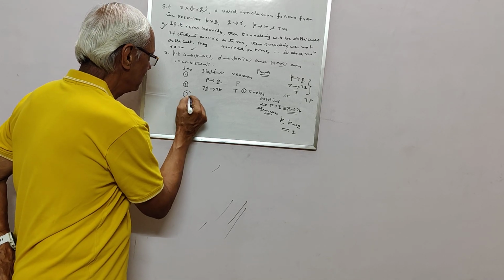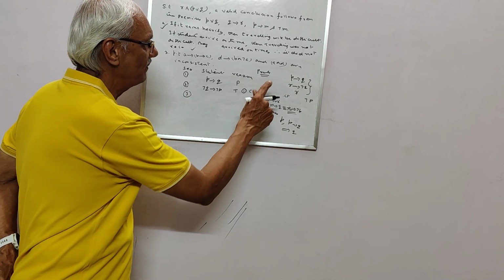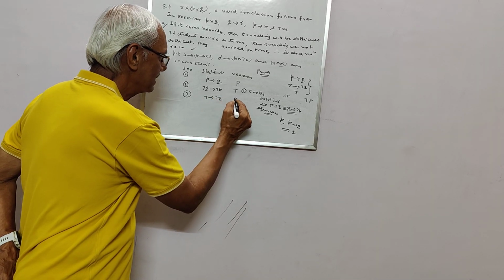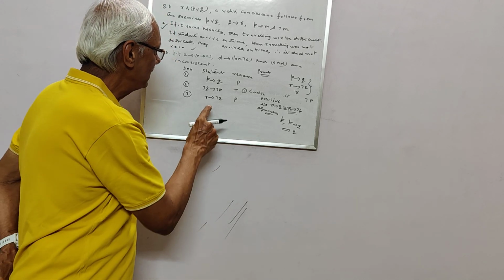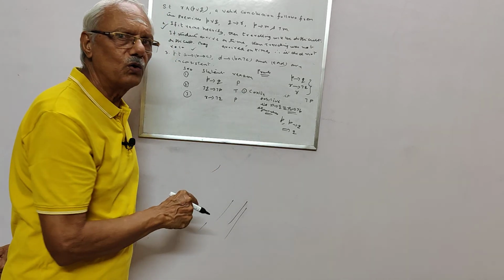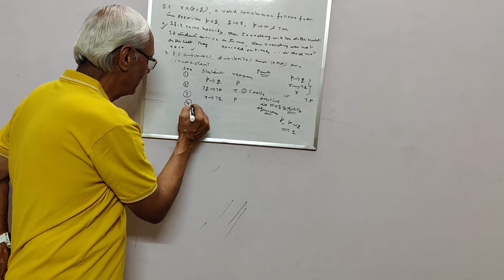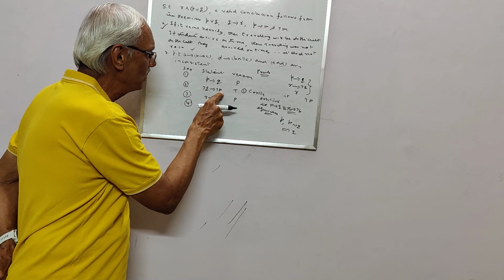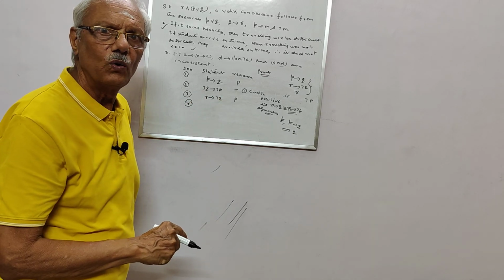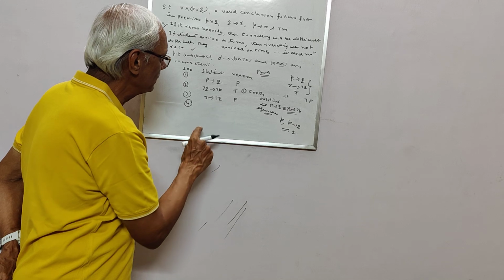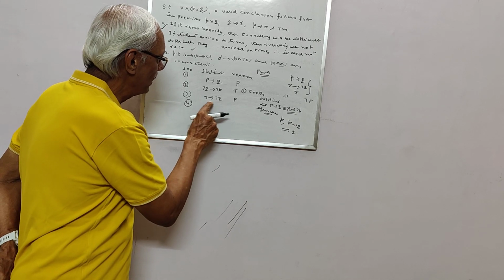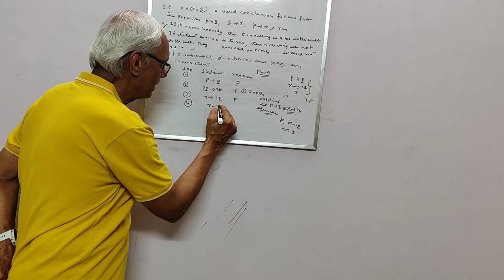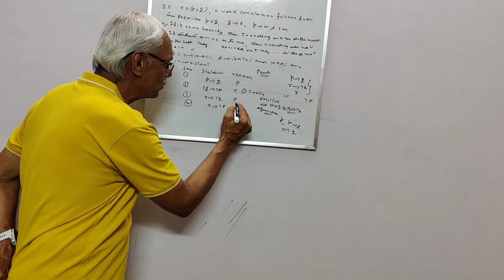Then the next one is 3: R implies negation Q. This is given in the problem, therefore I use the rule P. Then 4: R implies negation Q, and negation Q implies negation P, which means R implies negation P. Now this is true.